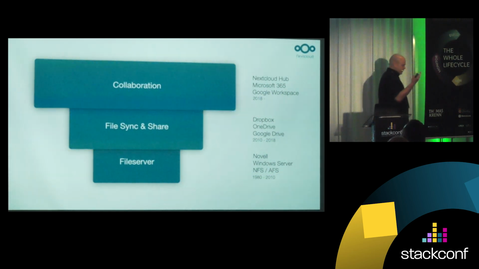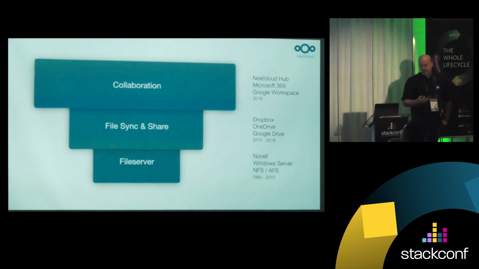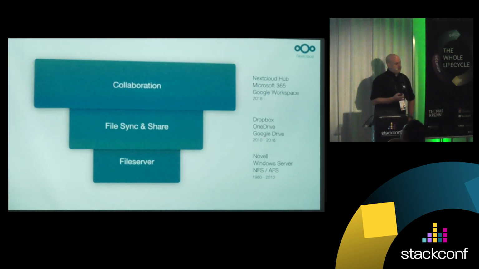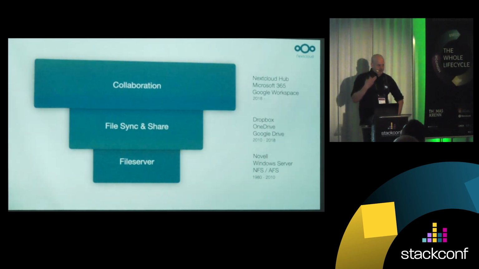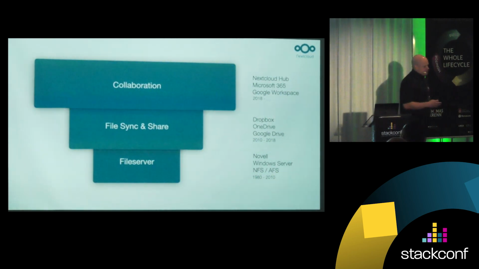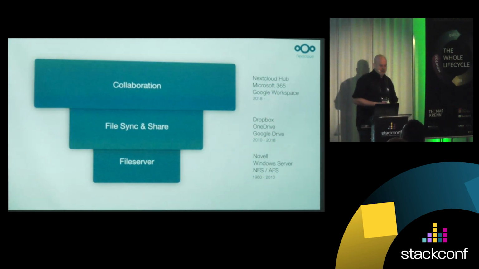Then a little bit later, in the 2000s, the file sync and share market came into existence, which can do everything a classic file server can do, but it also has a web interface, mobile access, versioning, a trash bin, encryption, and so on. So it can already do a little bit more. This is, of course, Dropbox, OneDrive, Google Drive, and so on.